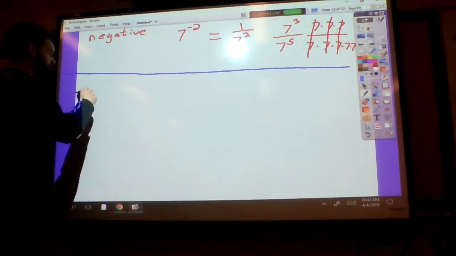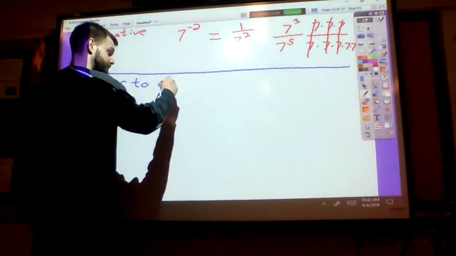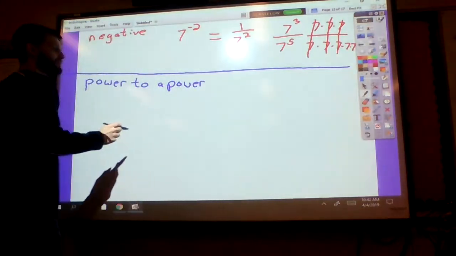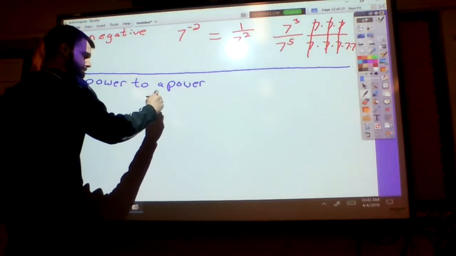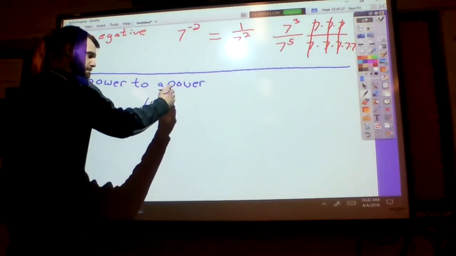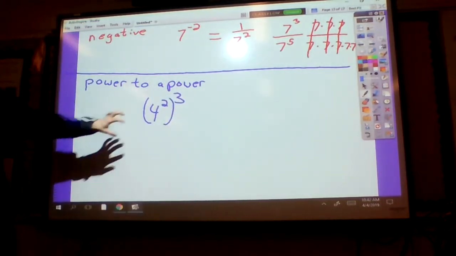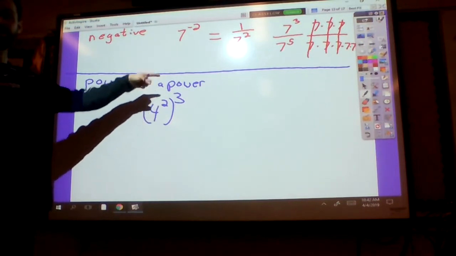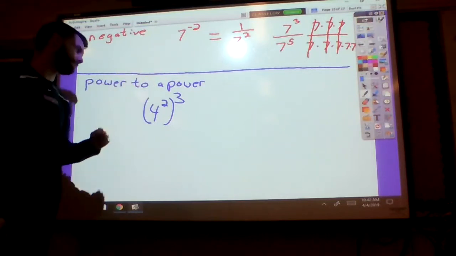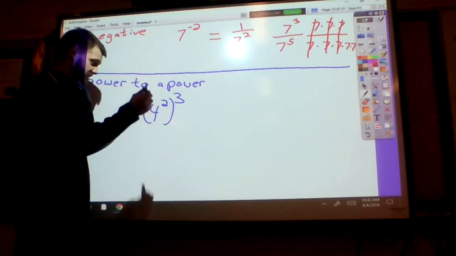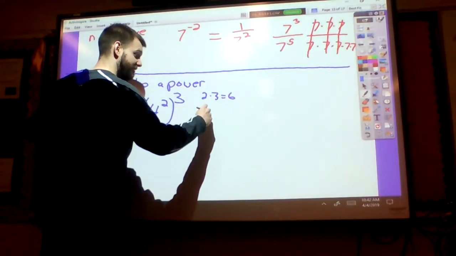Rule number 5 is power to a power. Now, for these last two, they both have parentheses, so don't get them mixed up. So what we have here is a power inside parentheses, and then it's raised to another exponent. So an exponent on top of an exponent. Do we remember what to do here? Multiply what? The exponents. This would be 2 times 3, which is 6. And so we're going to have 4 to the power of 6.